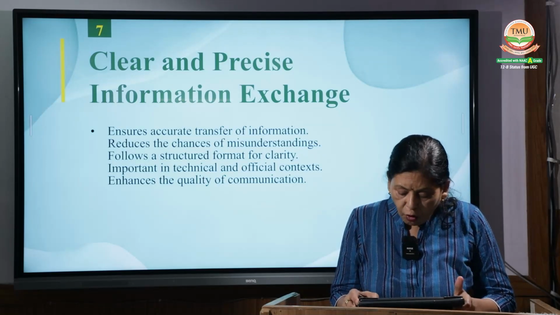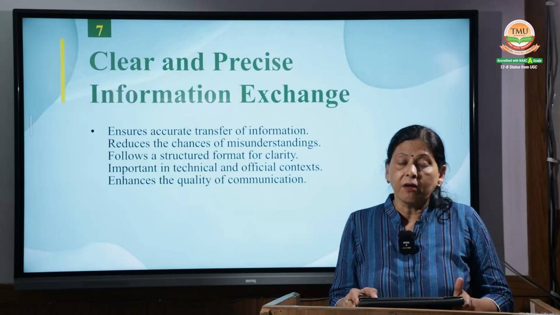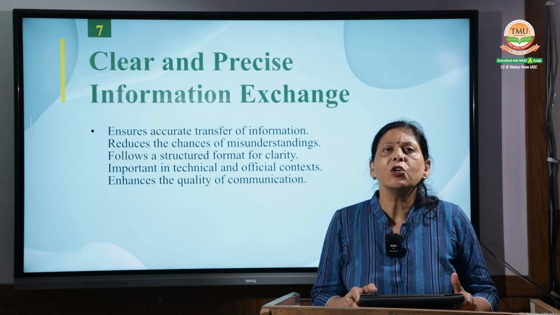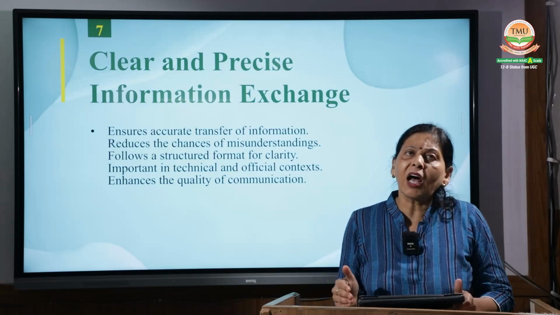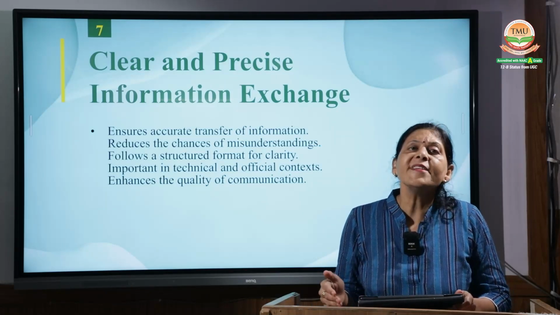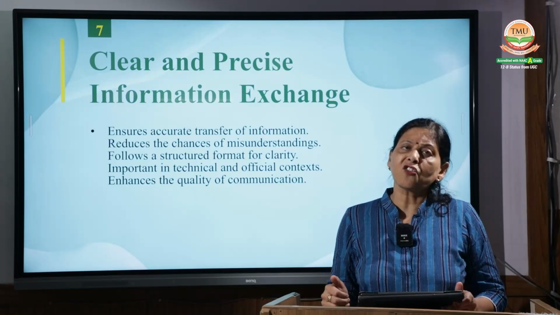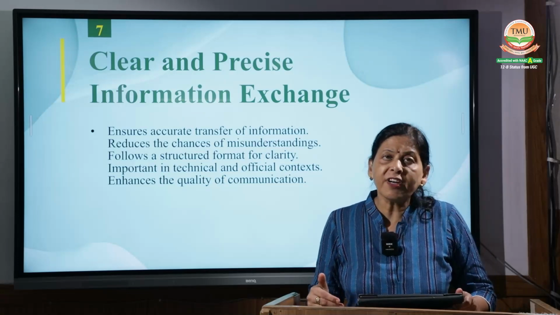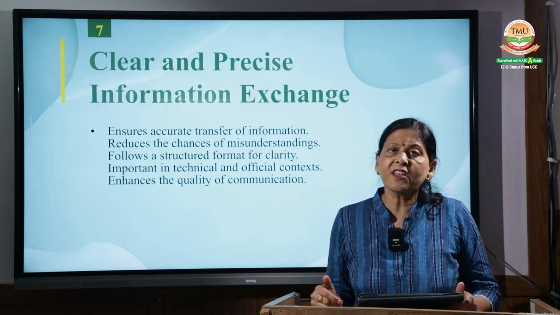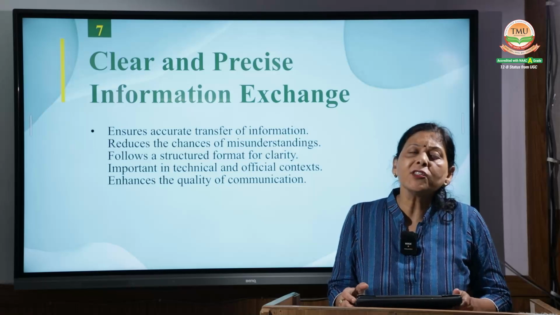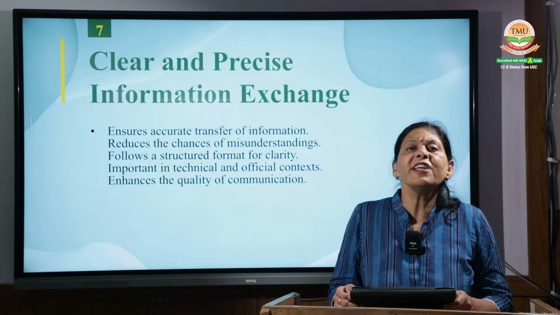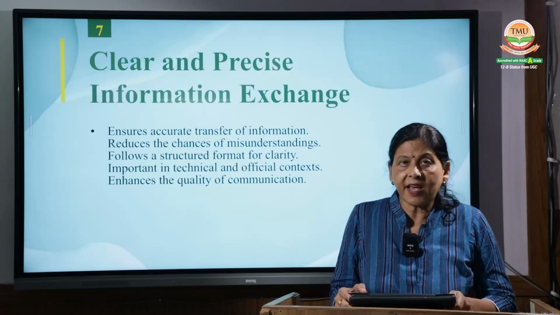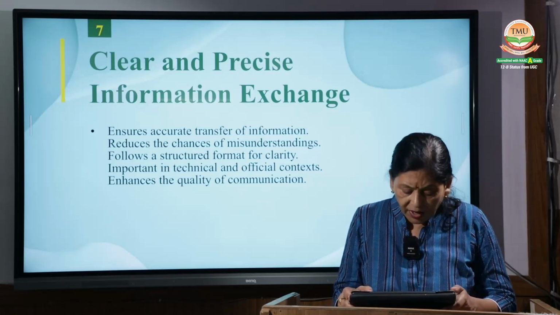Then the next one is that it follows a structured formal format for clarity. It means a proper formal structure is used. In formal settings, there is a structure: we have to write the date, where the date is placed, what the format of the date is, where the signature is, where the designation is, what the header is. All these are different parts of the letter, and they all need to be incorporated, because we cannot miss out anything from the structure. After this, I will be discussing the parts of the structure of a formal letter.